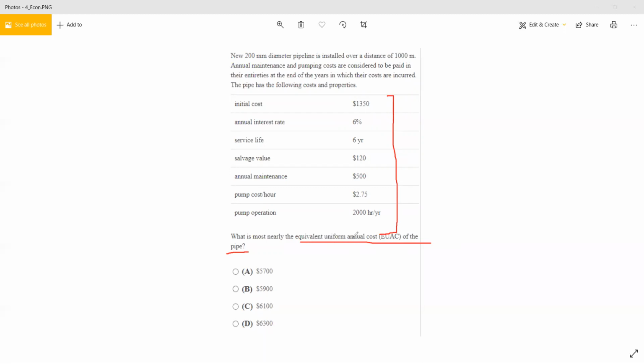So now we're being asked for the uniform annual cost. Immediately you should think, all right, it's asking for an annual cost. Let's get these annual deals taken care of. We have to convert the bottom two into an annual cost, which is 2,000 times 2.75, and as well the annual maintenance, and add them together. So we can get our annual total, which is going to be these together. Let's see. $6,000. Yeah, 6,000.